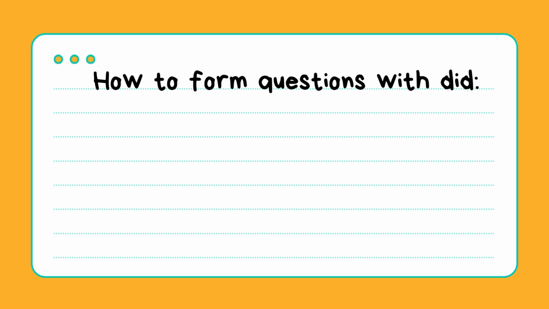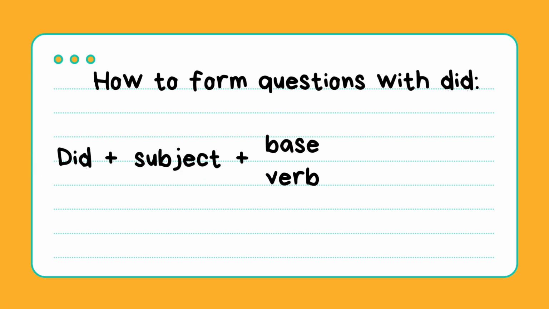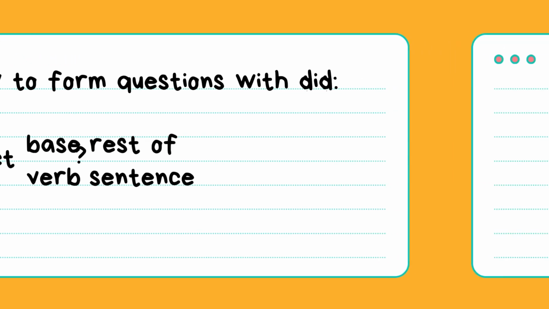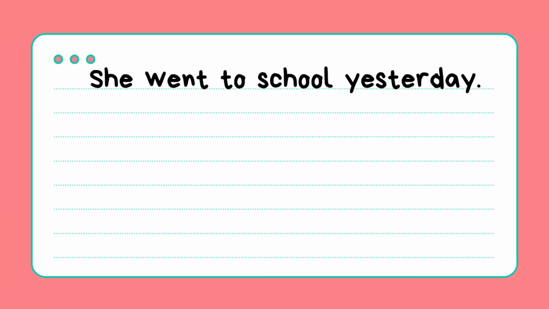But we start with did. Did plus the subject plus the base verb plus the rest of the sentence plus a question mark. Let's look at some examples. This sentence is in the past tense. She went to school yesterday. How would we turn this into a question using did?